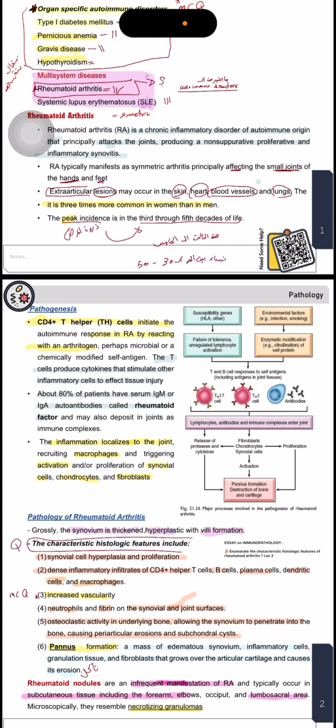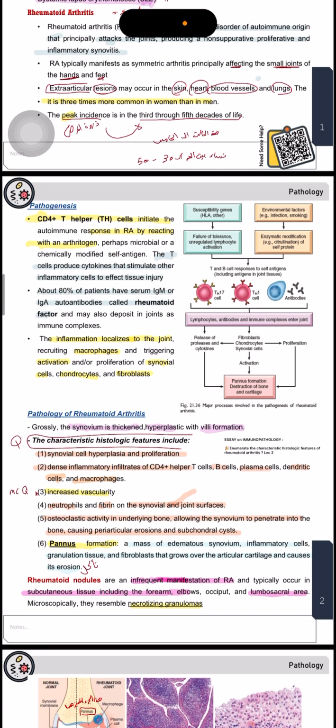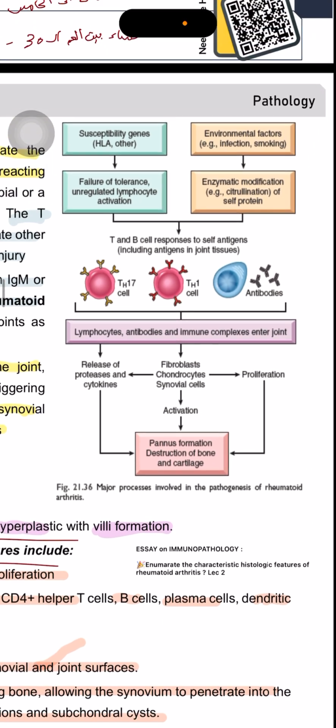It is 3 times more common in females. It is most common in the 3rd through 5th decades of life. Pathogenesis we see here: environmental factors or genes, both of them. Genes cause failure of tolerance of lymphocytes, while environment induces enzyme modification. Both of them will lead to T and B cell responses to self-antigens.